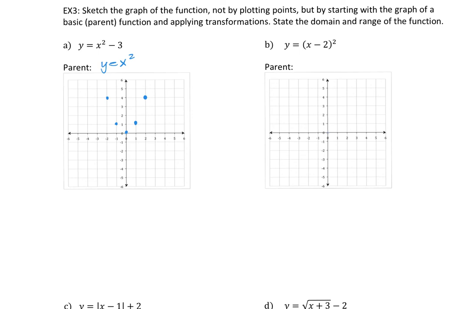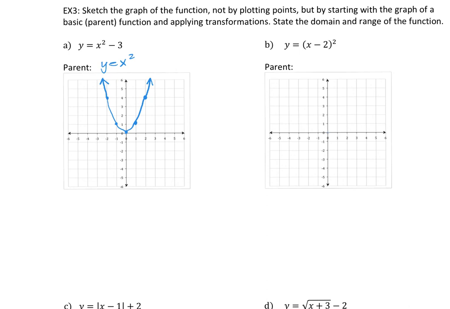Maybe I'll just do the final graph in black and label it. So this is my parent function, x squared. Domain is all real numbers. My range is restricted. Notice the first y value I have is a y value of 0. So my range for this parent function is 0 to infinity, and I would include 0.